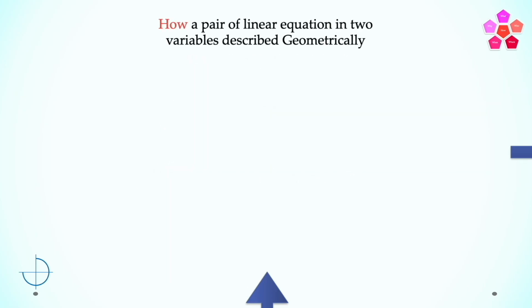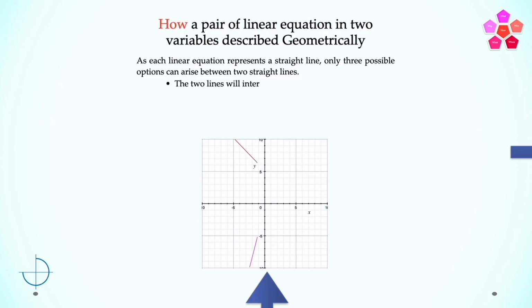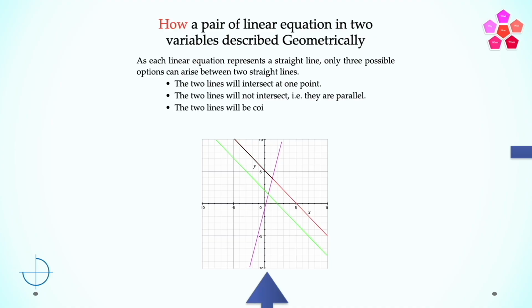So obviously, now the next question would be how a pair of linear equations in two variables can be described geometrically. As each linear equation represents a straight line, only three possible solutions can arise between two straight lines. Number one, the two lines will intersect at one point, as shown in the diagram. The second scenario would be the two lines will not intersect, that is, they are parallel, so they will never intersect. The third scenario is that the two lines will be coincident. Let's take examples of each.